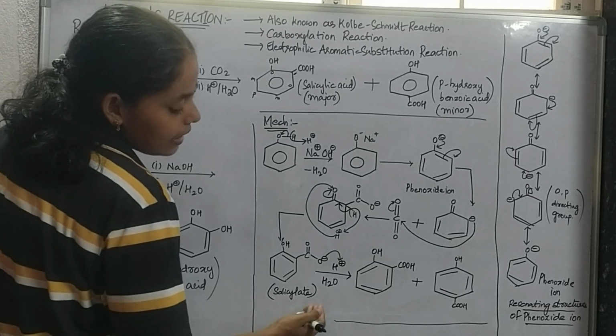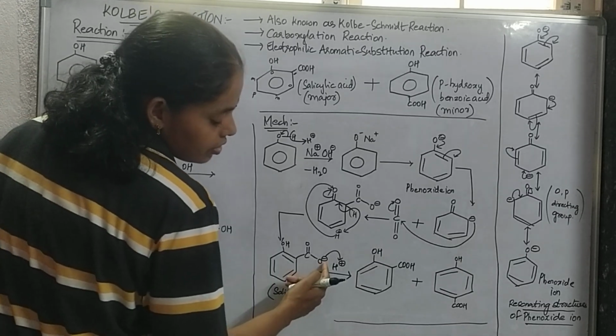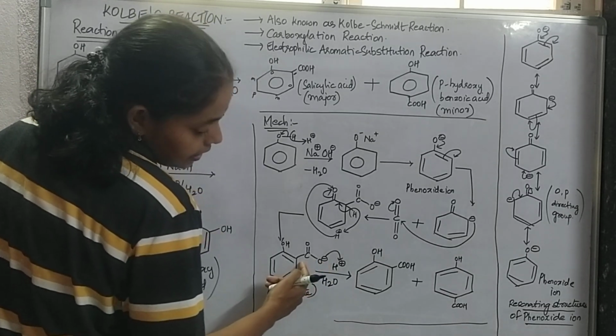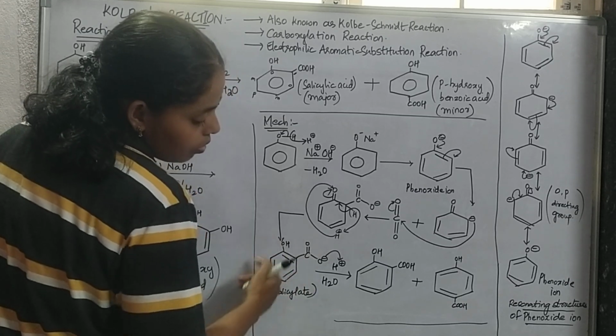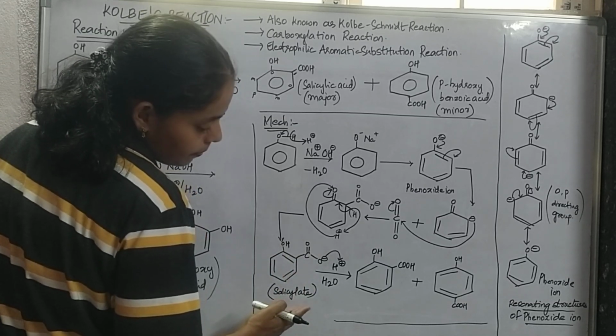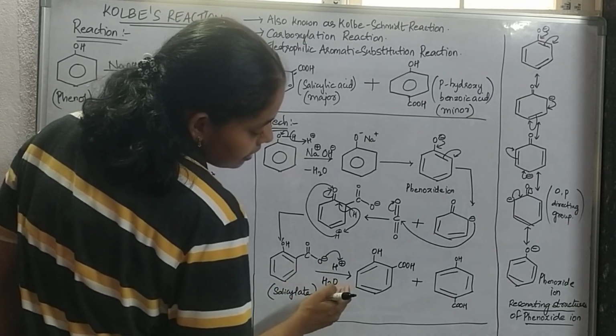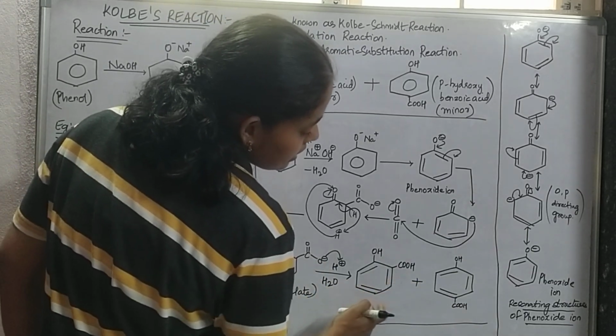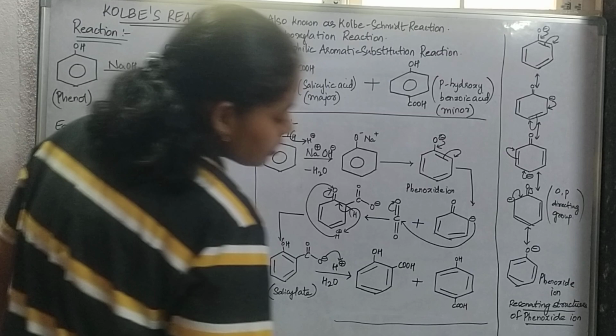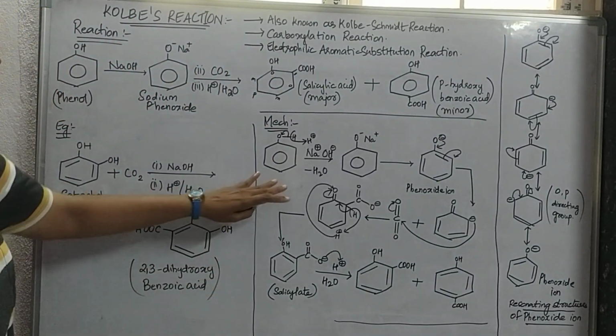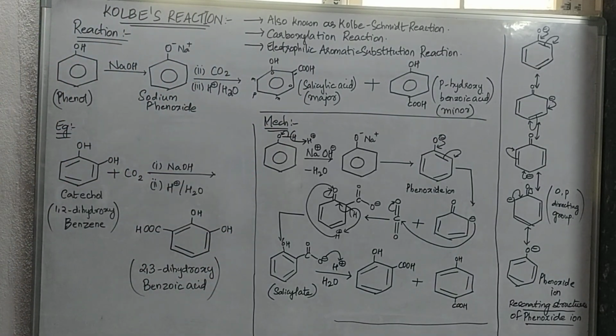Now this is the salicylate group. As we have a negative charge on oxygen, it is a carboxylate group, and the whole compound is the salicylate compound. Now this salicylate in acidic medium will give us salicylic acid and para-hydroxybenzoic acid. So this is the mechanism for our Kolbe's reaction.